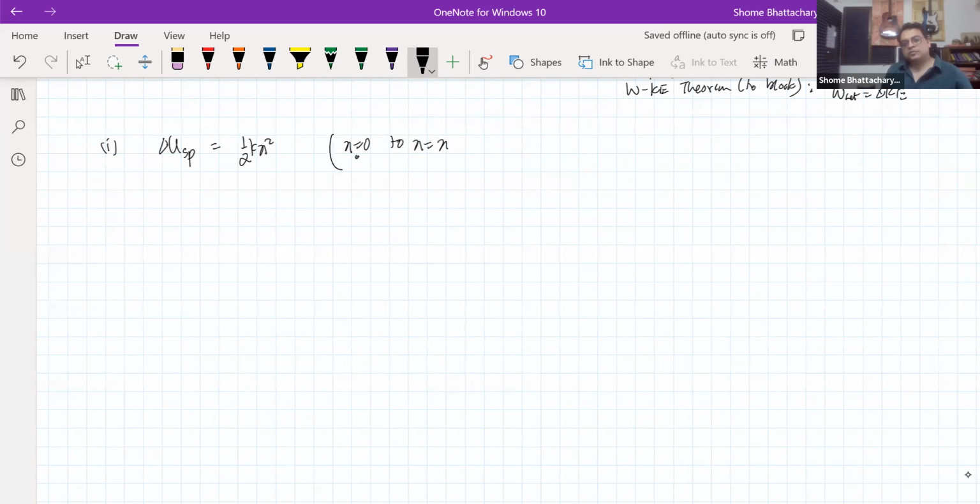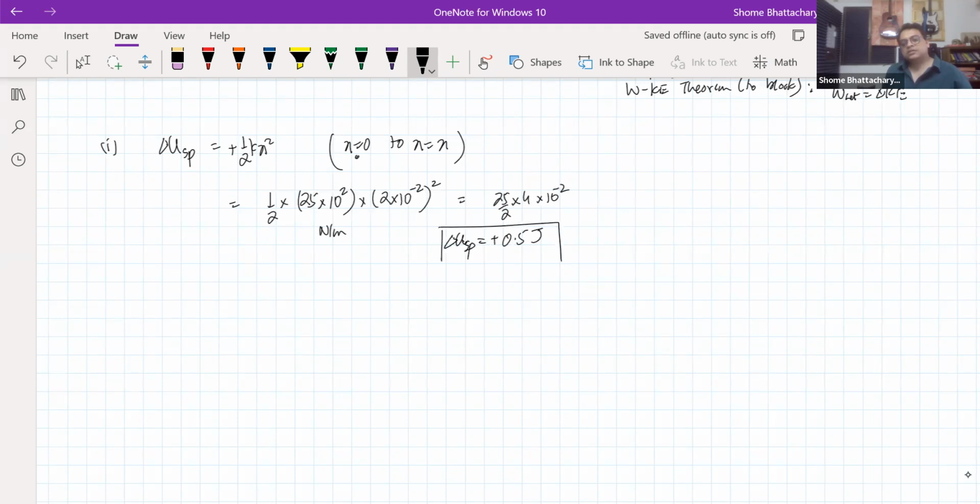So our spring constant was 25 newtons per centimeter. So it's this much in newtons per meter. And we are looking at 2 centimeters as the extension. So as you can see, this will become 25 by 2 into 4 into 10 raised to the power minus 2. Right. So it becomes, I think, 0.5. This is the change in potential energy of the spring.